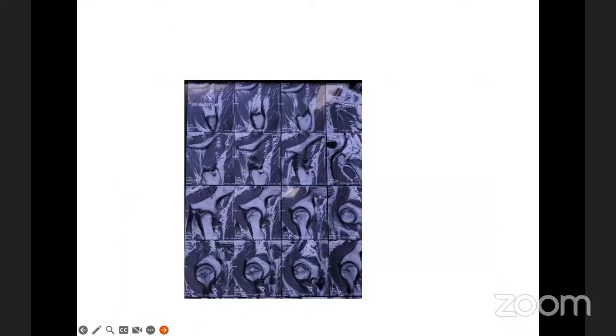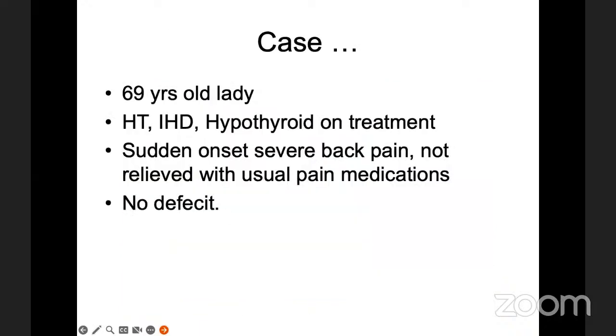Thank you. Yeah, next one, please. Another interesting case: a 69-year-old lady, hypertensive, IHD, hypothyroid on treatment, with sudden onset of severe back pain not relieved with usual medications. I remember being called to see this lady, who was significantly in pain, tossing and turning in bed.